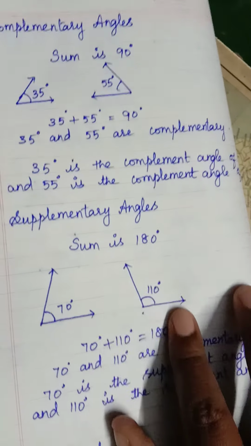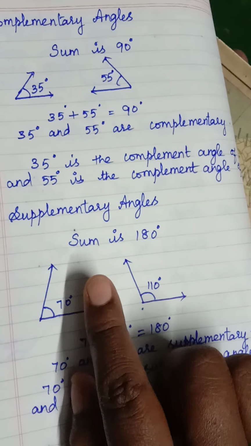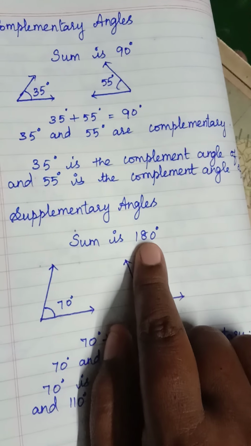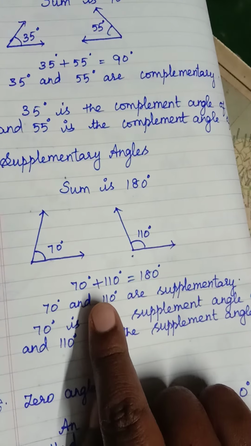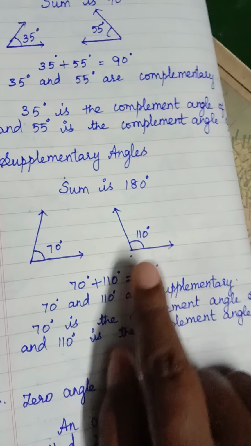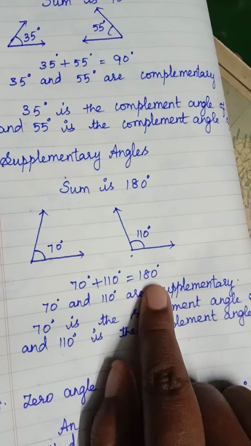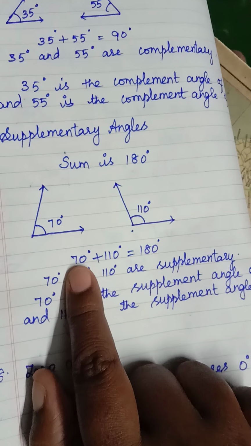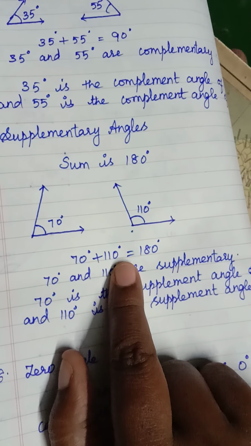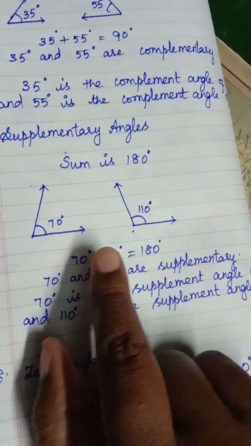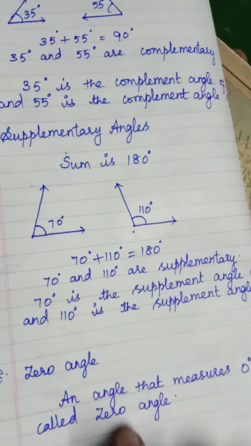Next, what are supplementary angles? If the sum of two angles is equal to 180 degrees, then they are known as supplementary angles. See here, 70 degrees, 110 degrees. When you add both of these, you will get 180 degrees. So 70 degrees is said to be the supplementary angle of 110 degrees, and 110 degrees is said to be the supplementary angle of 70 degrees.